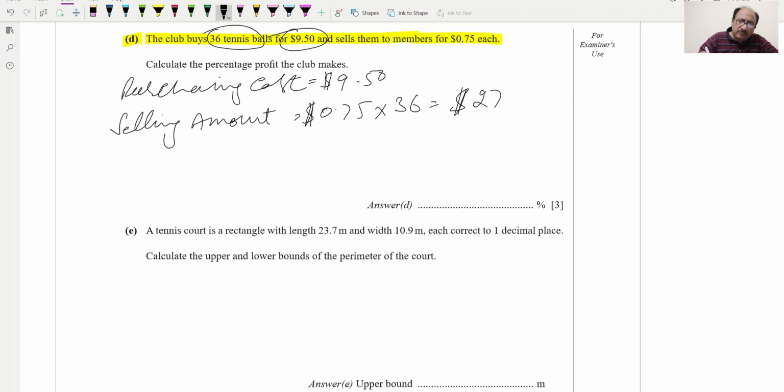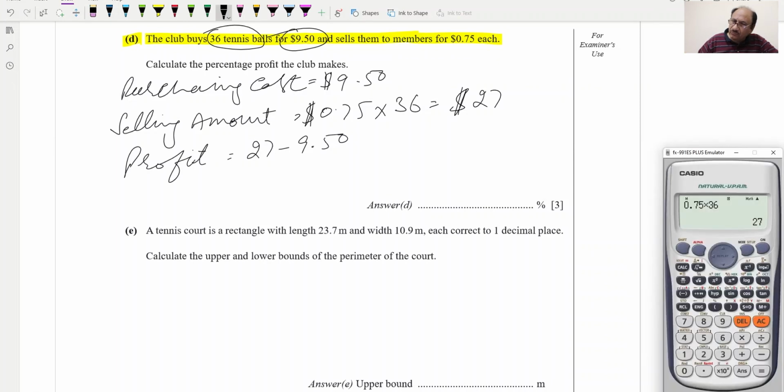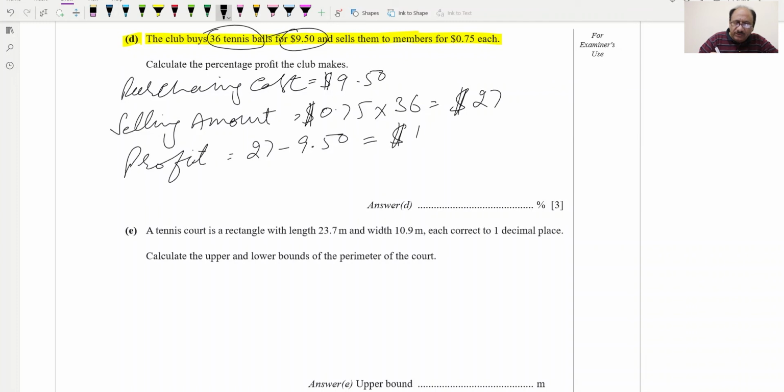So the profit will be how much? Profit will be equal to 27 minus 9.50, selling price minus purchasing amount. So 27 minus 9.50 is equal to $17.5. So profit is $17.5, and this $17.5 is against investment of 9.50.